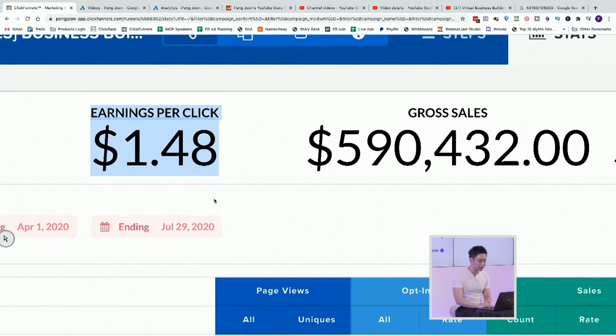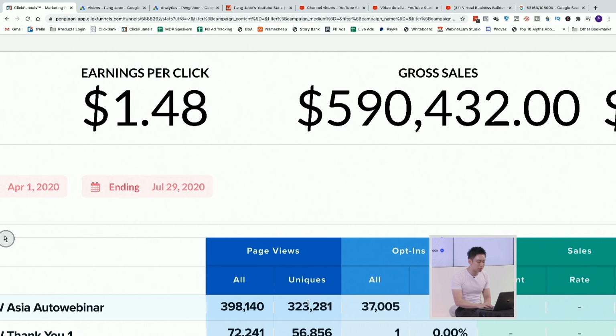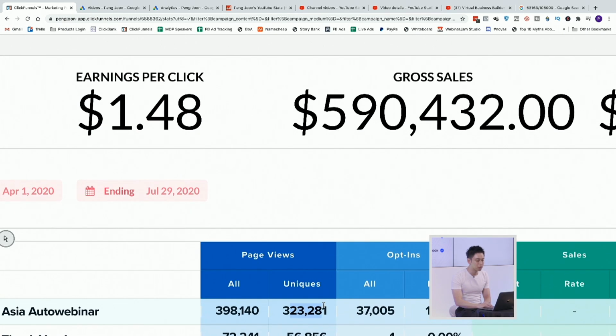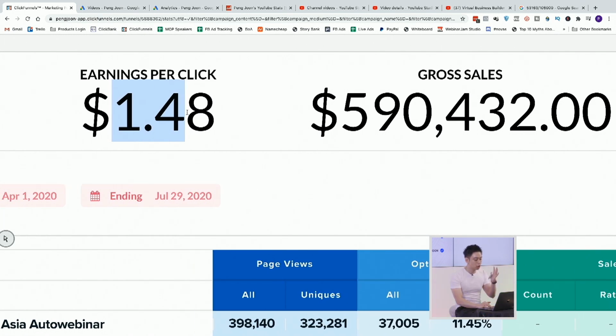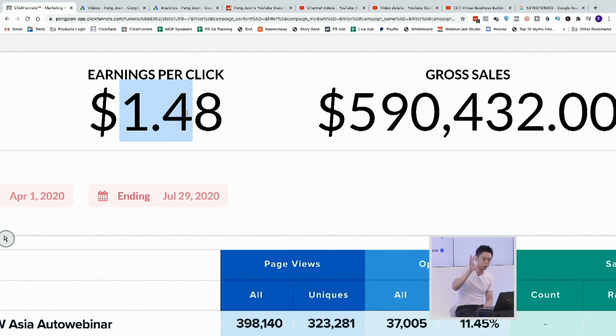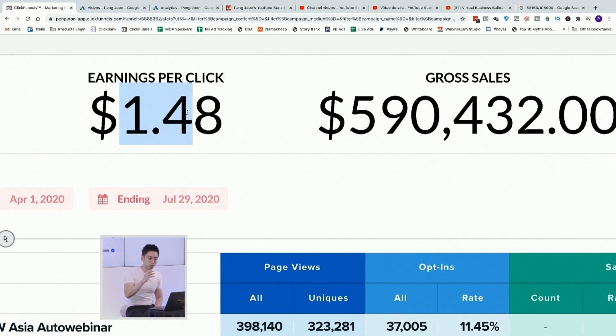It tells me that they've done all the calculations for you. It tells me that out of 300,000 plus unique visitors, on average, a unique visitor is making me $1.48. By the way, this is just one funnel that targets people in Asia. I replicate different funnels so I know exactly if it's from a specific country or specific demographics. I'll know because the earnings per click for Asia as well as US and Europe is significantly different.